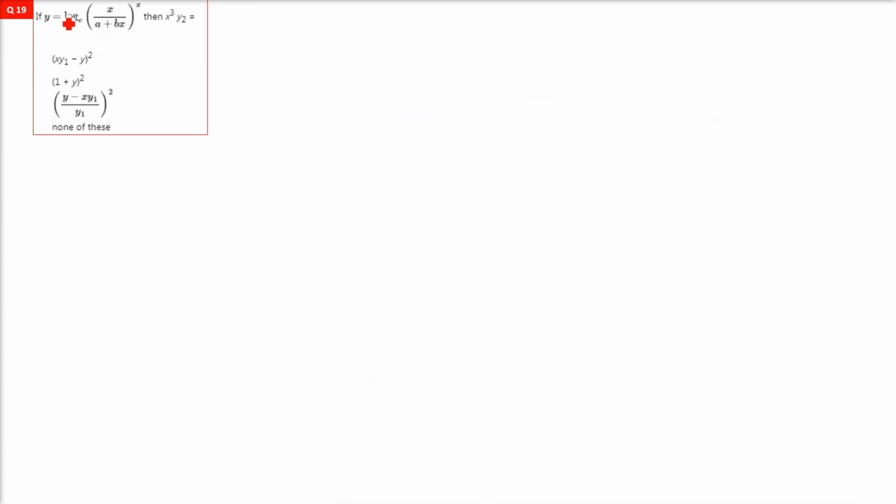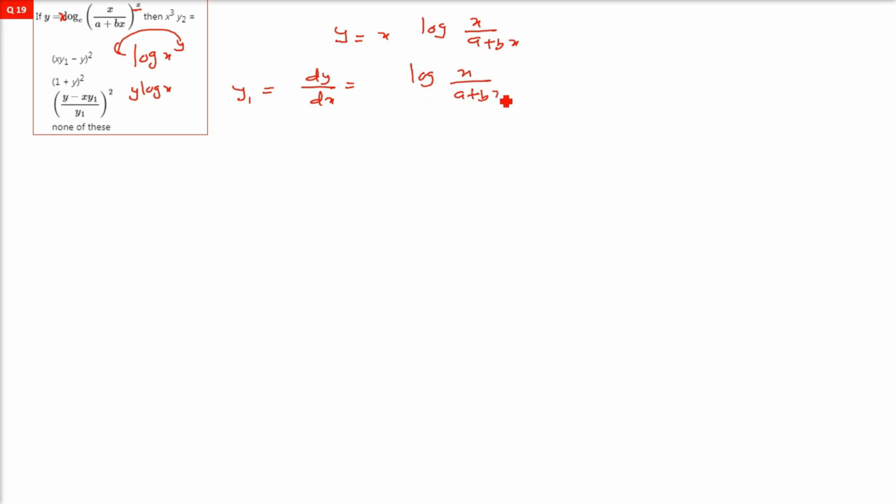Now this y is equal to (log x by a plus bx) to the power x. Now this power x will certainly come in the front, okay, because it is y equals x log x by a plus bx. Let us differentiate it. dy by dx is going to be equal to, see, this is y1, you can write it as y1. This is going to be equal to log x by a plus bx. Differentiation of x will be 1 and plus, now x will be there.